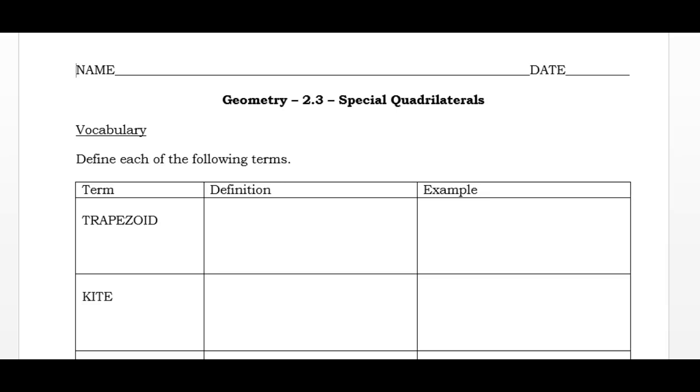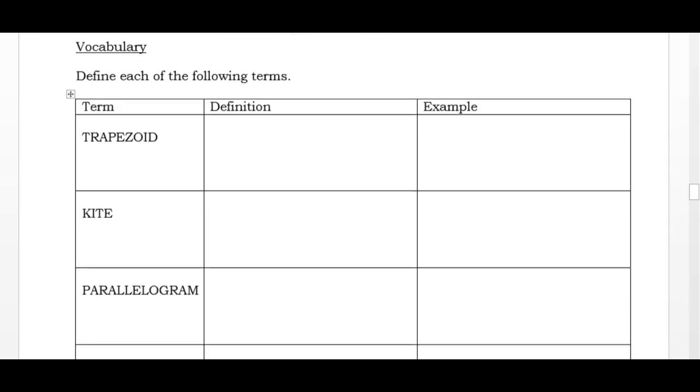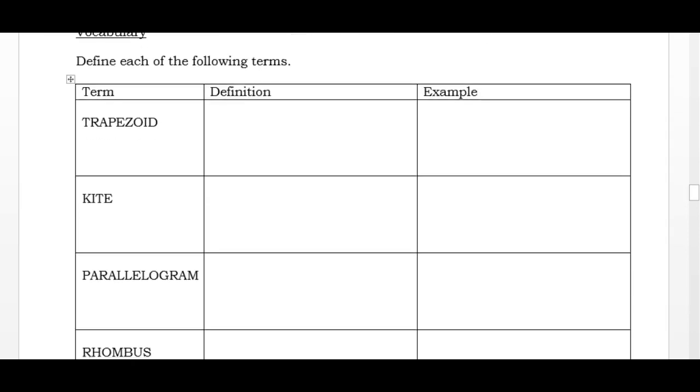This is Geometry Lesson 2.3, and in this lesson we're going to talk about special quadrilaterals, also known as our four-sided polygons. The first definition is a trapezoid. So I'm going to draw it first. A trapezoid looks like that. And it is defined as having one set of parallel sides.